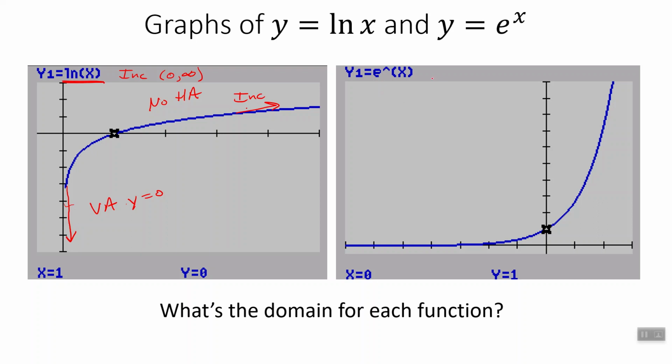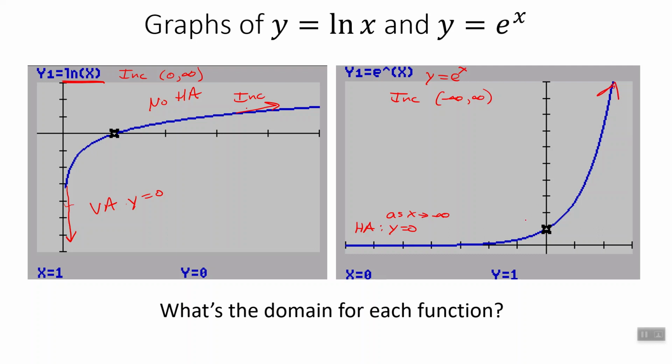All right, this is e to the x over here. This is y equals e to the x. It is also increasing everywhere. So it's increasing from negative infinity to infinity, right? It has a horizontal asymptote as we go to negative infinity. We have y equals 0 as an HA as x goes to negative infinity. All right, on this side, we do just keep increasing.